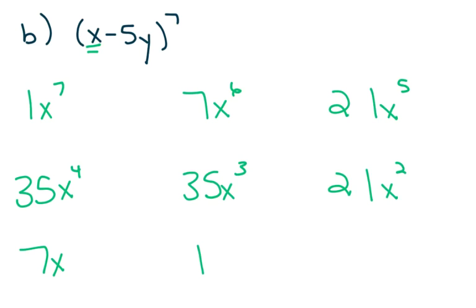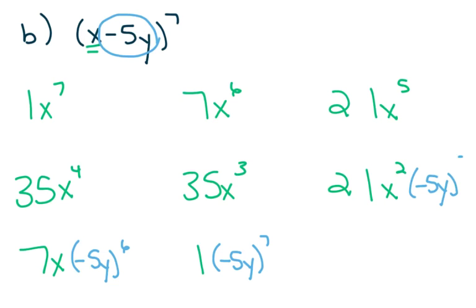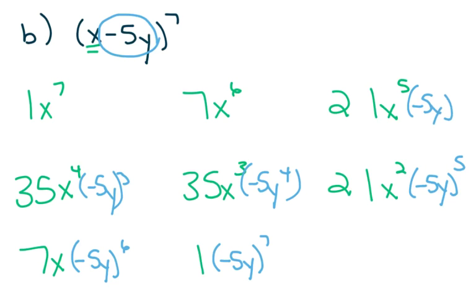Now this is where we have to be careful. This is where the problem is just slightly different. The second term in the binomial is negative 5y. So it's going to start over here with the largest exponent. Notice I put it in parentheses. This is going to be negative 5y to the 6th, negative 5y to the 5th, negative 5y to the 4th, negative 5y to the 3rd, negative 5y squared, negative 5y to the 1st, and the first term will not have a negative 5y in it. And there are plus signs between all of these.